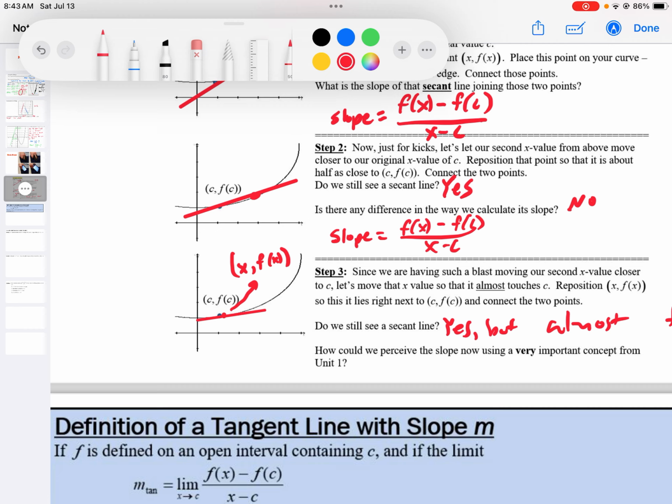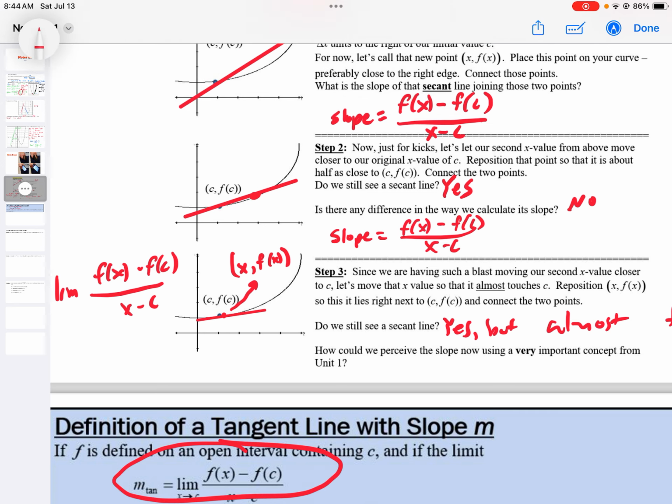So how can we perceive the slope now using a very important concept from Unit 1? All right, so the slope is, let me give myself a little room, f of x minus f of c over x minus c, right? What is happening to the distance between x and c? What's happening to x each time that we've gone a little bit closer? The x number and the c number are almost the same thing, right?